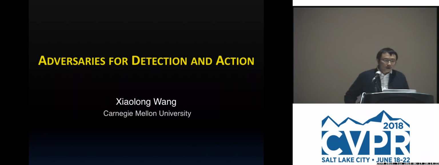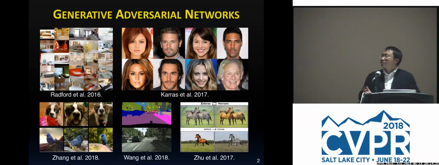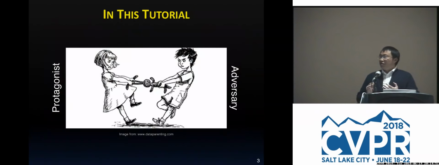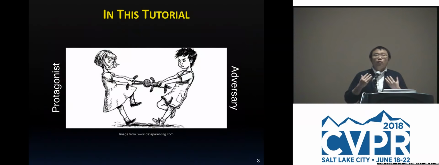So I'm Xiaolong. Today I'm going to talk about adversarial learning for object detection in computer vision, as well as taking actions in robots. From previous tutorials, you already know how to generate beautiful images with GANs. In this tutorial, I will be talking about how to use adversarial learning to perform different tasks, not just image generation. So the key idea here is to find the adversary task for your target task.